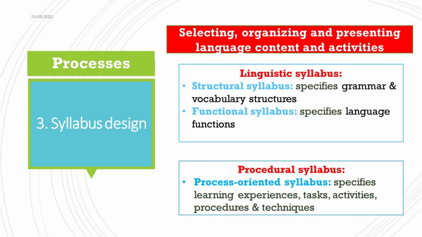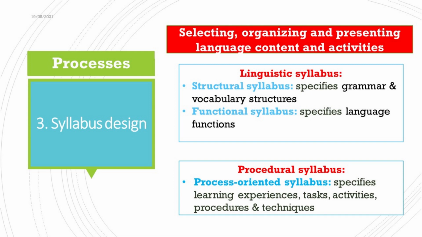On the one hand, the linguistic syllabus focuses on presenting the language content to be taught. Essentially, the language content consists of grammar, vocabulary, functions, and pronunciation. Thus, two types of linguistic syllabi are found in the literature of language teaching: the structural syllabus and the functional syllabus. The structural syllabus is one that is organized around grammar and vocabulary lessons that prioritize accuracy over fluency.